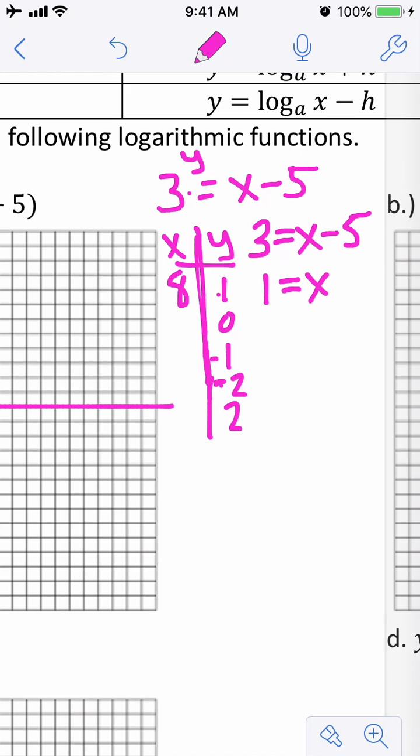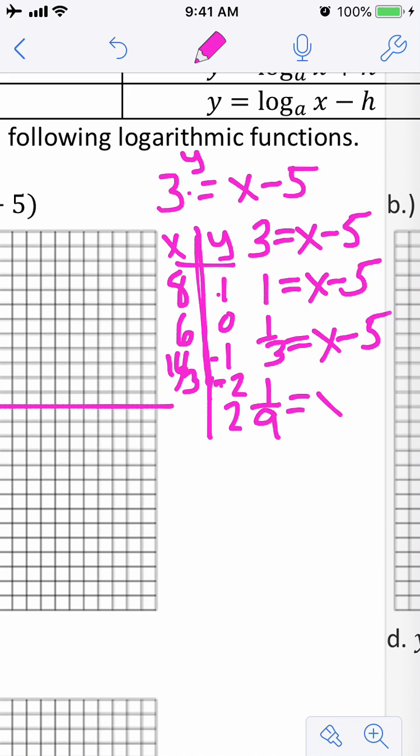Next up we plug in 0. 1 is our answer on that side. Add 5 to it, you get 6. Negative 1, you plug in negative 1, you get 1/3. This one's a little harder. x minus 5. We're going to add 5 to that. We get, let's see, 16/3. So x is equal to 16/3. If you don't trust me, use a calculator. Plug in negative 2, we get 1/9. x minus 5. Add that to the other side. 5 would be 45/9, so this would be 46/9.